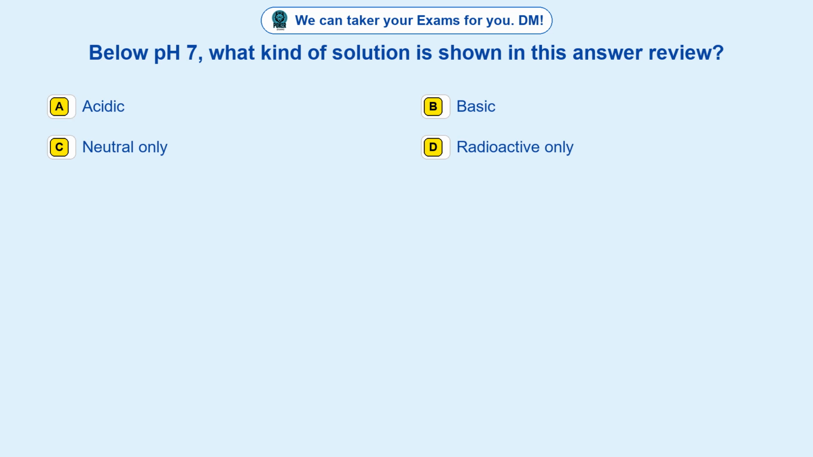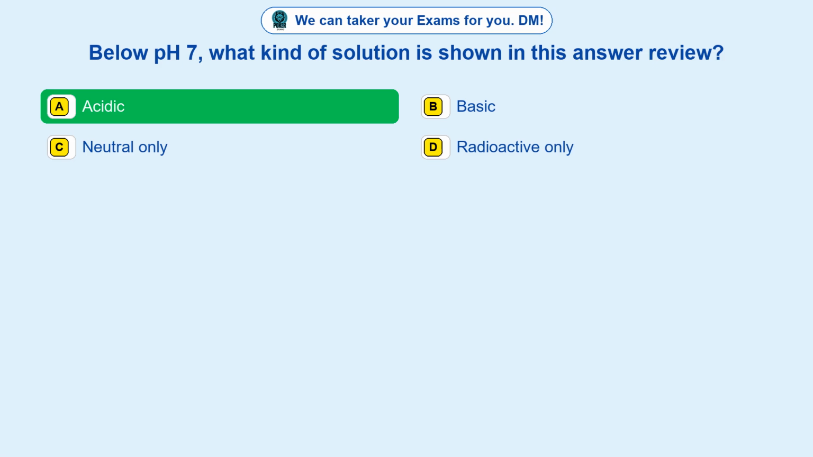Question 35. Below pH 7, what kind of solution is shown in this answer review? Option A, acidic. Option B, basic. Option C, neutral only. Option D, radioactive only. The correct answer is option A.